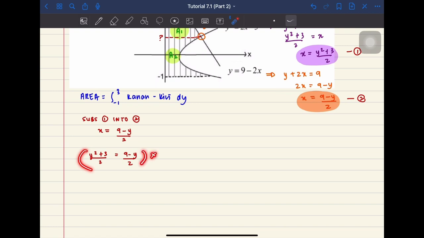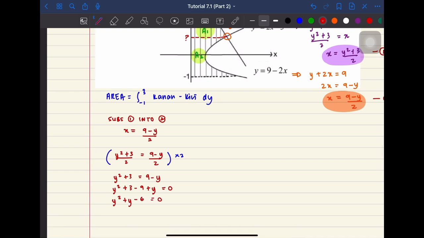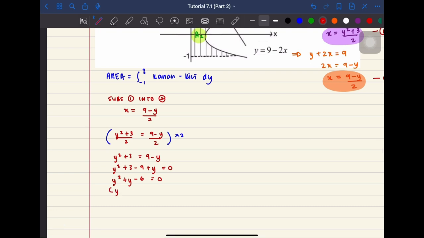Boleh cancel je, boleh darab 2 the whole equation, so the over 2 tu akan hilang. So, tinggal Y square plus 3 sama dengan 9 tolak Y. So, kita solve je persamaan kuadratik ni. So, positif 9 bawa sana, jadi negatif, sorry. Y square plus 3 tolak 9 tambah Y, itu 0. So, Y square plus Y, 3 tolak 9 is negative 6, right? Negative 6 equal to 0. Okay, so masuk kalkulator awak akan dapat dua value of Y.